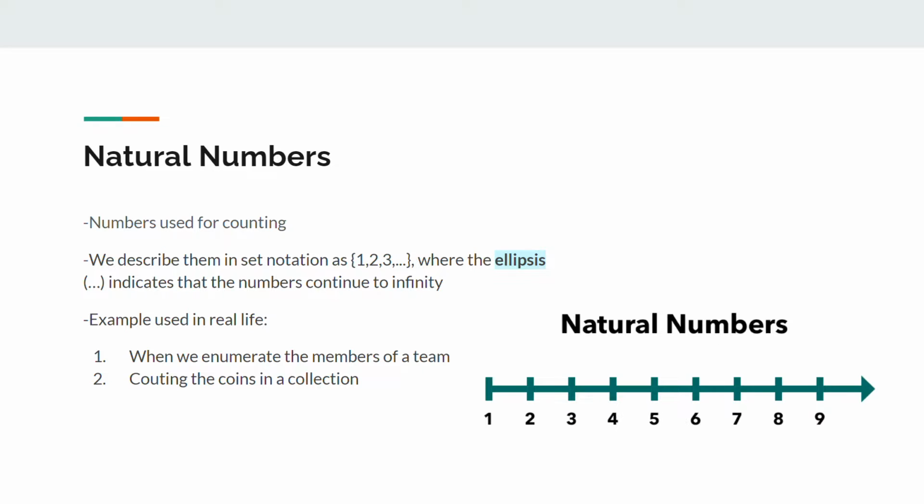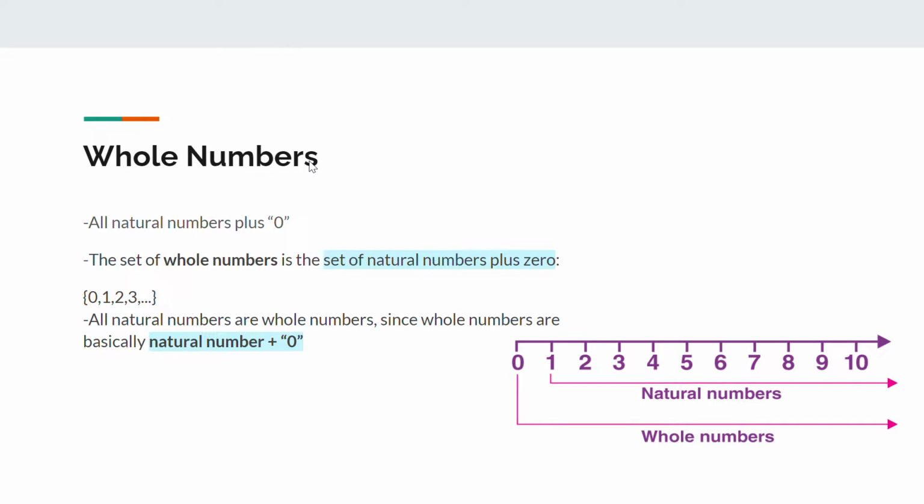Moving on to the next slide, we've got whole numbers. Basically, whole numbers are all natural numbers plus the number 0. Notice that the natural numbers start from 1, not 0. So this is the number line of natural numbers. It starts from 1 and goes on to infinity. And this is the number line of whole numbers, just 0 plus the natural number line. So it starts from 0, 1, 2, 3, 4, 5, 6, 7, 8, 9, 10, and it goes on to infinity. So all natural numbers are whole numbers.